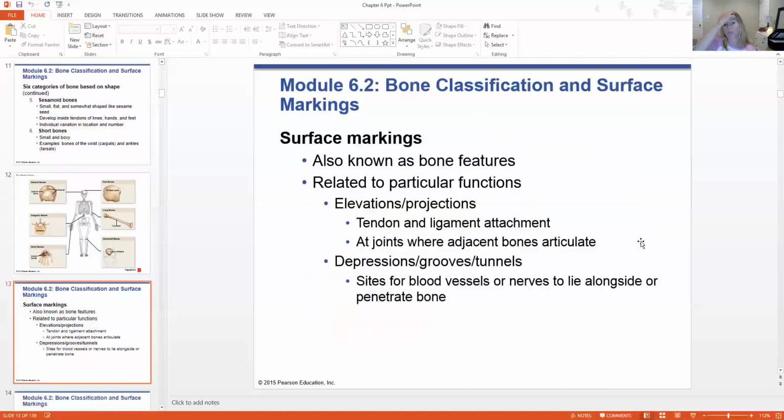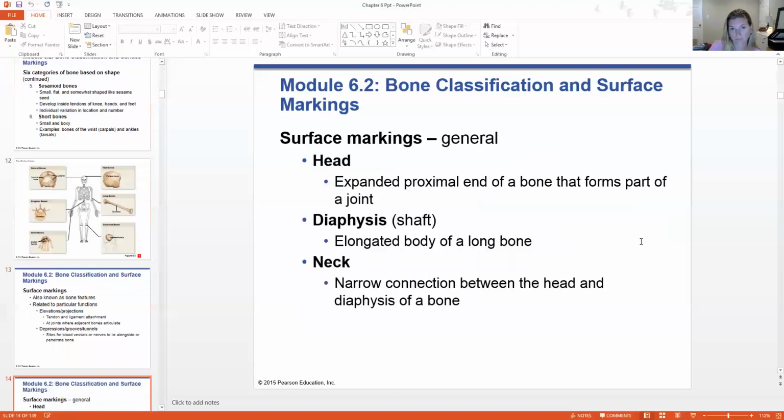Let's talk about surface markings. These are elevations and projections. They're depressions and grooves. They all have a purpose. A bone doesn't have a lump or a bump or a hole just because. It has a lump or a bump or a hole because it's important. It's either a spot for a tendon or a ligament to attach, or it is a location for a blood vessel to enter, or maybe a nerve to enter.